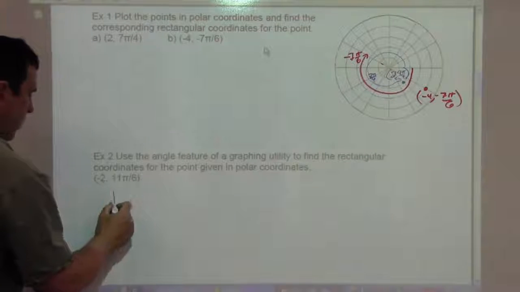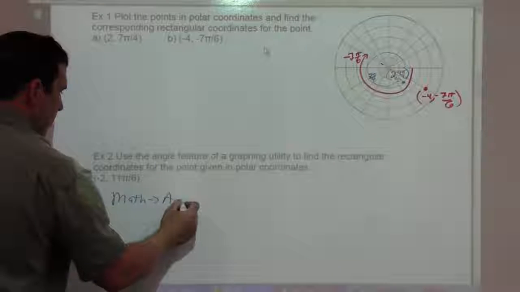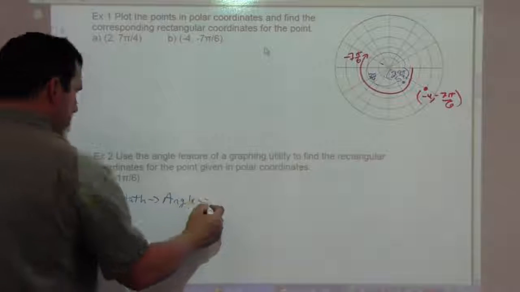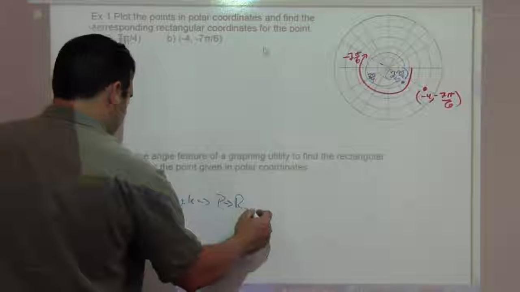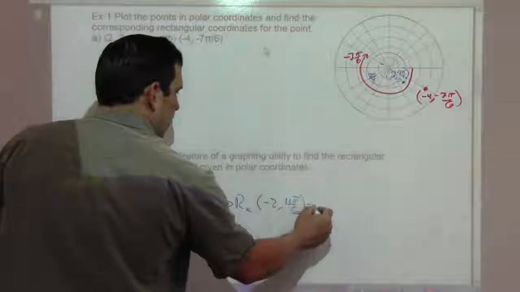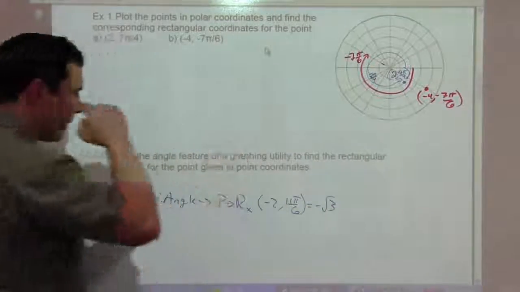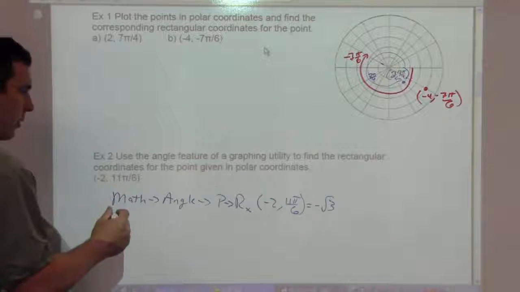So that was math to angle to polar arrow r sub x of negative 2 comma 11 pi over 6. That's negative square root of 3. Make sure it's in radian mode. That was my mistake. I had it in degree mode.